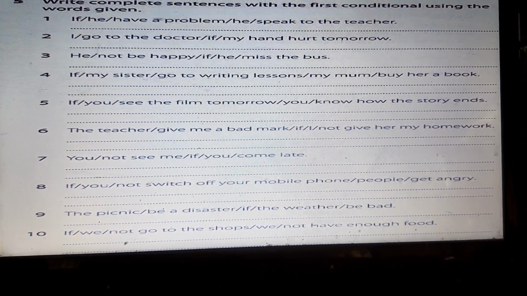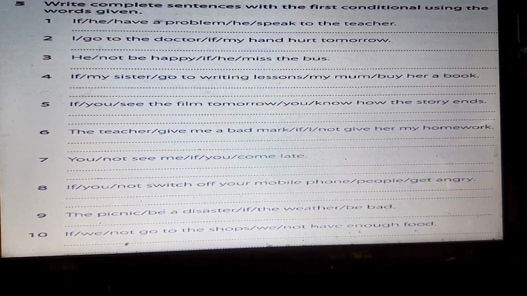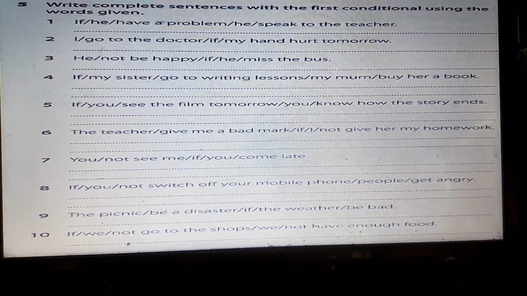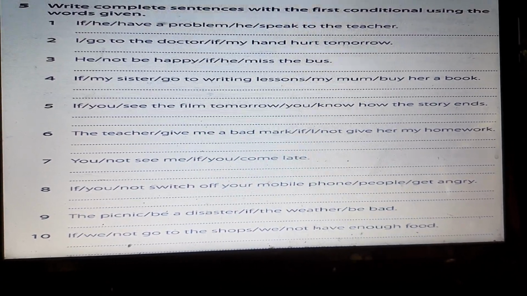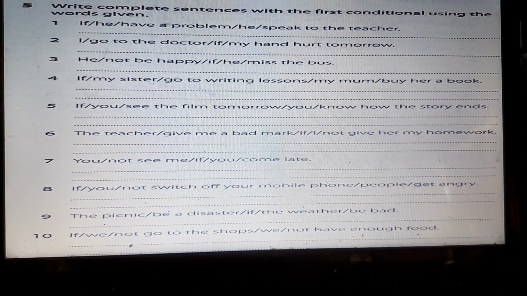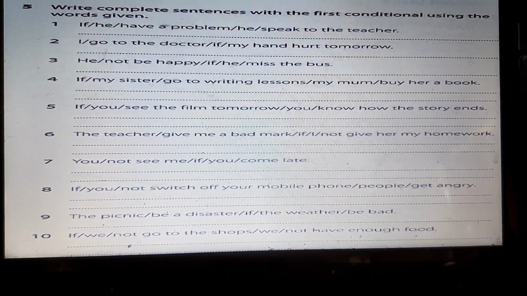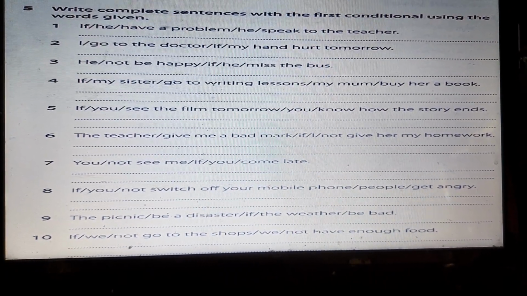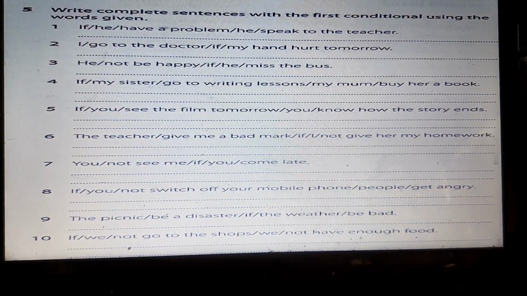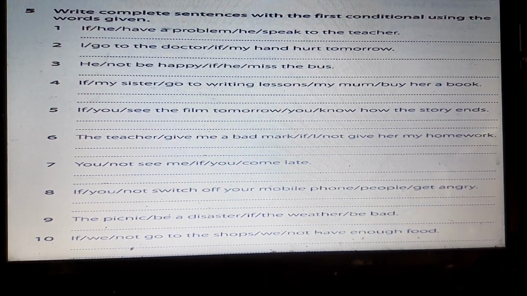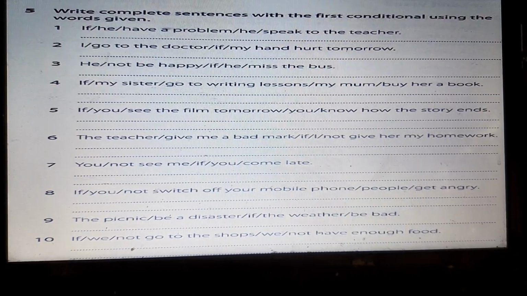فبنقول the teacher، ما نحن بلشنا بالسكند هاف if جاي بالنص، فبنقول the teacher will give me a bad mark if I don't give her my homework. بعيد. The teacher will give me a bad mark if I don't give her my homework.